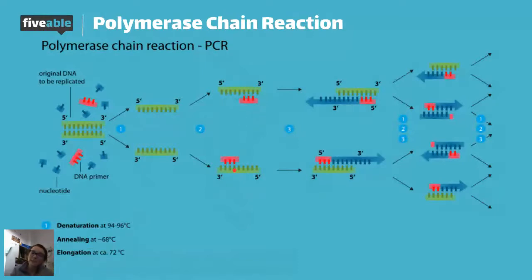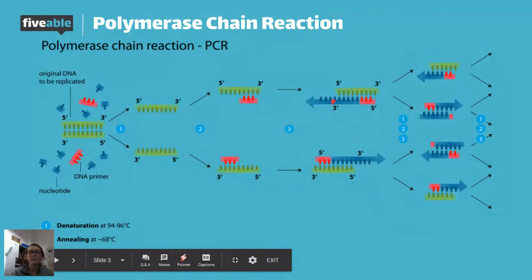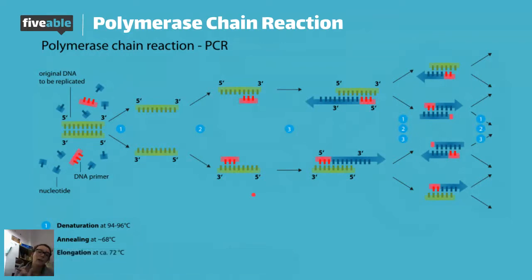And then lastly, we go into elongation. So we bump it up a tiny bit to 72 degrees, which is going to be the optimal temperature for DNA polymerase to crank out the segment of DNA that we are looking for. And we do this over and over and over again. So 1 strand becomes 2 strands, becomes 4 strands, becomes 8 strands, etc. And it's just the segment of DNA that we are looking for.